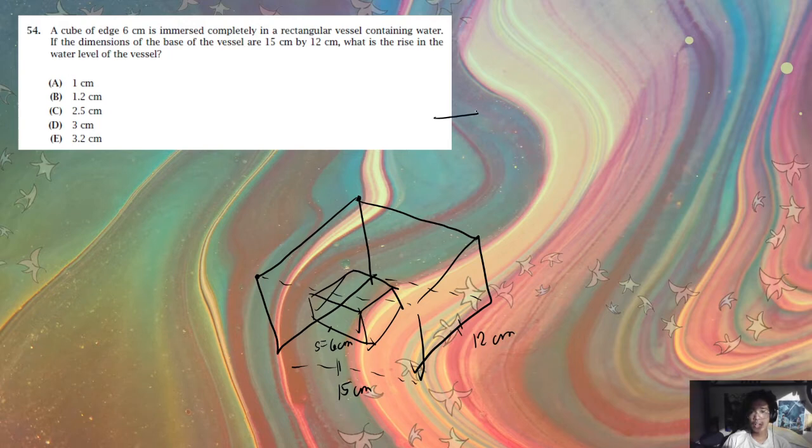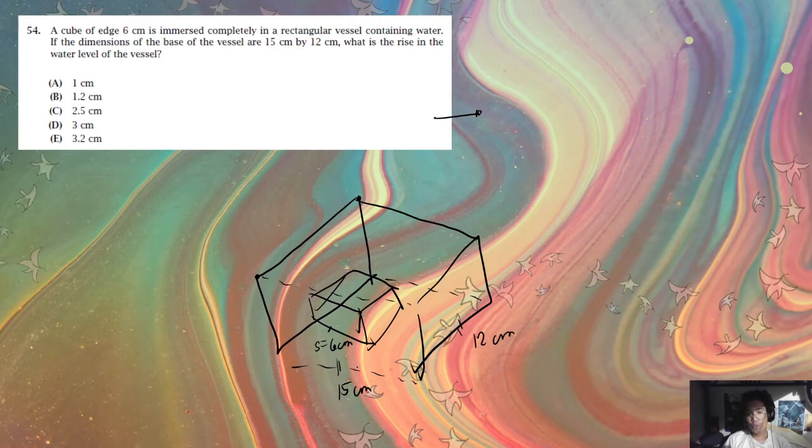If you recall in your grade 6 or grade 7 science and technology subject, if you place a metal object, especially something that sinks, inside of a vessel, there will be water or liquid that will be displaced, which will cause a significant rise in the water level. So for this problem, that's what we want to find.